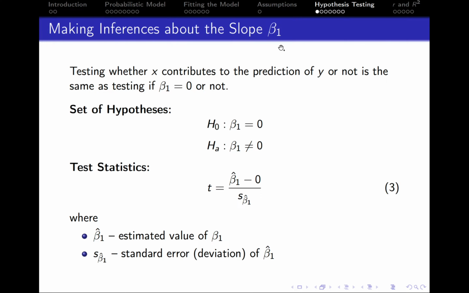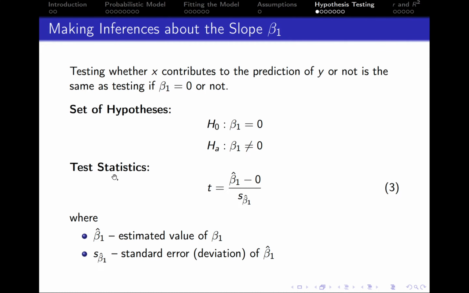So the null hypothesis is that beta 1 is equal to 0, so that there is no relationship between y and x, so x does not contribute to the prediction of y, and the alternative hypothesis is that beta 1 is not equal to 0, so x contributes to the prediction of y.